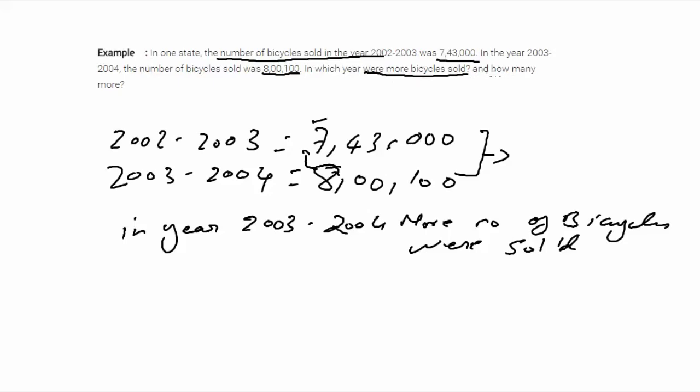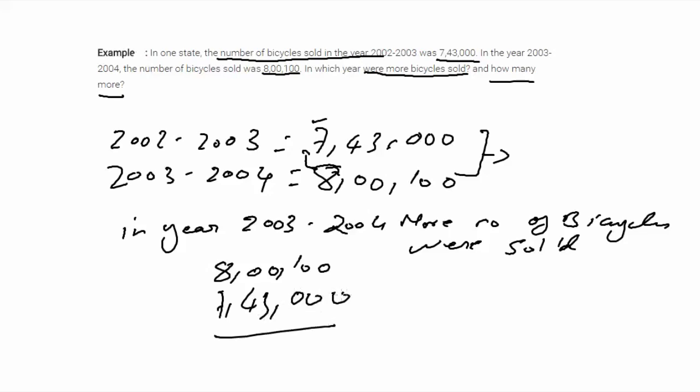Now you gotta find the second part of the question. How many more were sold? How many more were sold means after you find the year in which more bicycles were sold, you subtract the lowest one from it and you find the difference. So difference basically means subtraction. So you subtract the higher number with the lower number. So you subtract 8 lakhs with 7,43,000. And this is basic subtraction.